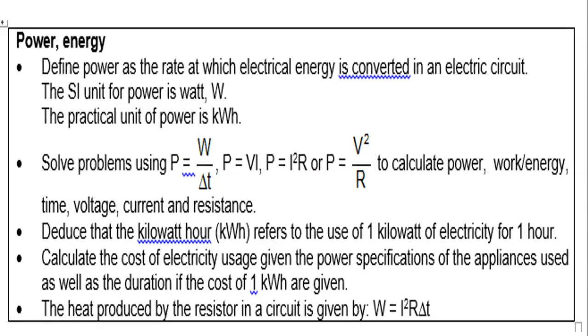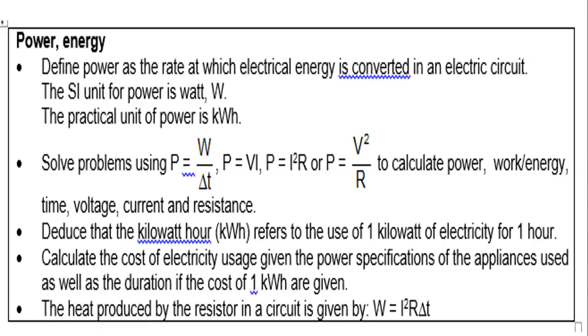And we talked about what a kilowatt hour is. When you talk about a kilowatt hour, we basically refer to using 1 kilowatt of electricity for a period of 1 hour. And we calculate the cost of electricity usage when we know the power specifications of the appliances that we use and the duration in which we are using those appliances, if we know how much 1 kilowatt hour costs.